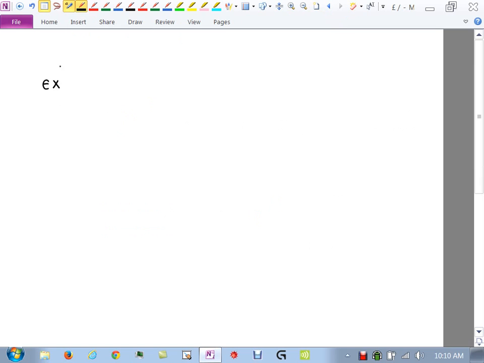Before I give you the property, I'm going to do an example. That way I can help motivate how this is going to work. What if I write (3x squared y) cubed?